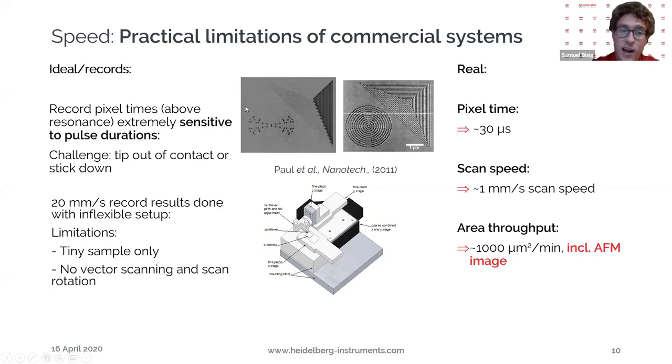So what is then not the ideal solution, but more a practical case. The real case is that we operate at 30 microseconds pixel times, which are at scan speeds of 1 millimeter per second, which translates to roughly 1000 micrometers squared per minute of areal throughput. The only thing to add here is that you also keep in mind that you not only do the patterning in one go, but you also directly get in situ information of the topography. So this is also considered here.